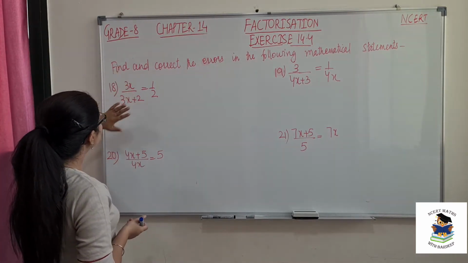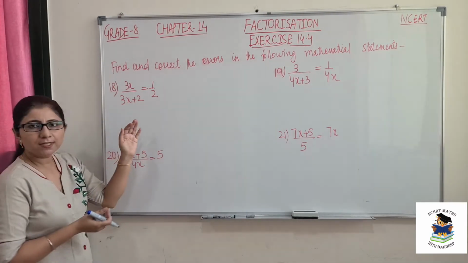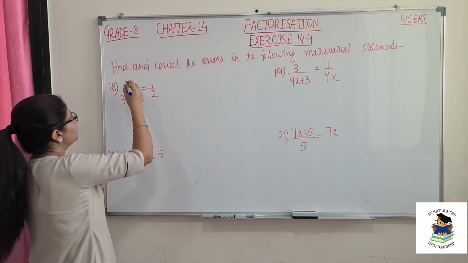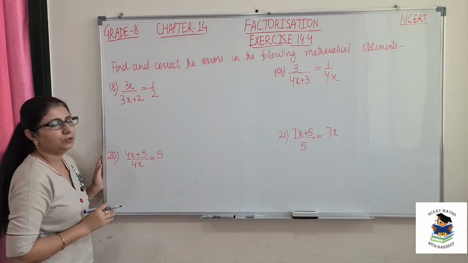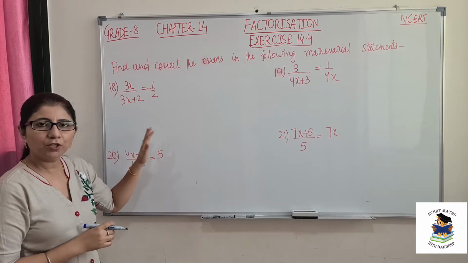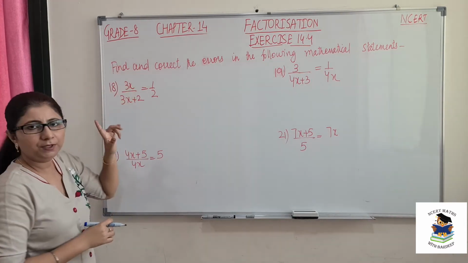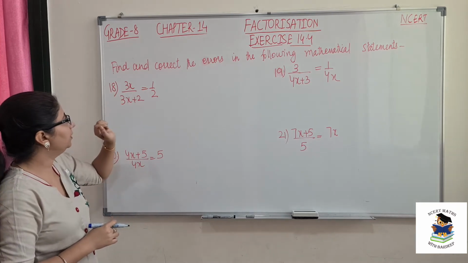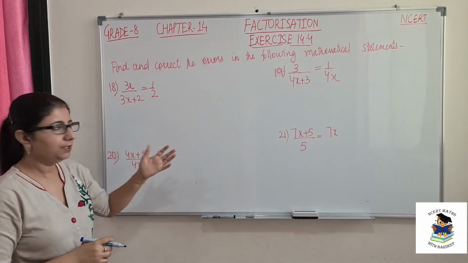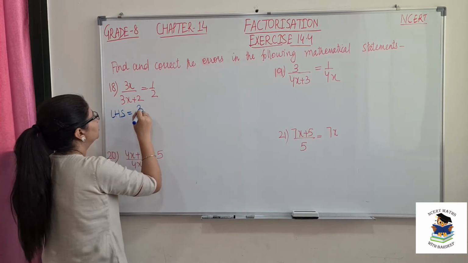Here it is 3x over 3x plus 2 is equal to 1 by 2. So this is again wrong because they have cancelled this 3x with 3x and the answer is only 1 by 2. But this is not possible because we have one term in the numerator and two terms in the denominator. We cannot cancel it. Okay, so this is wrong.